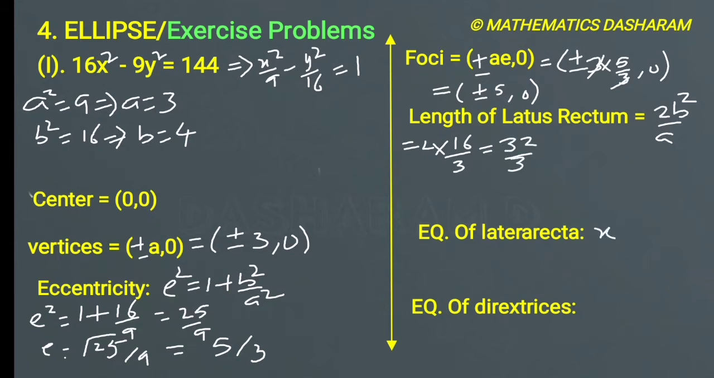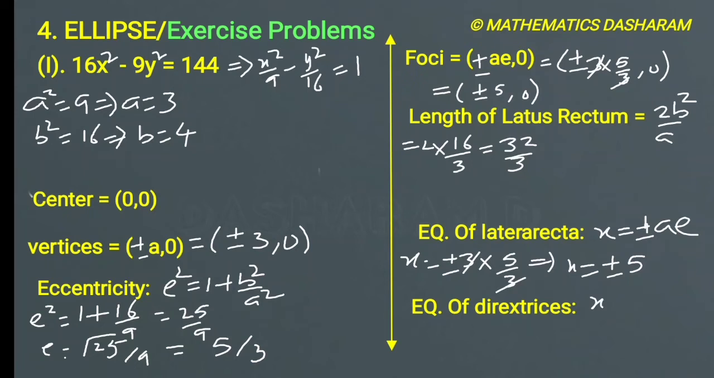And the equation of the latera recta: x equals ±a times e. x equals ±, the a value 3 and the e value, that is 5/3. Then the 3s cancel, then x equals ±5. Equation of the directrices, that is x equals ±a/e. So x equals ±, the a value 3 divided by the e value, that is 5/3. This implies x equals ±, 3 3s are 9, by 5.